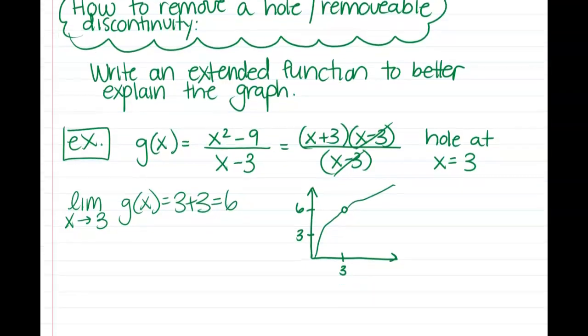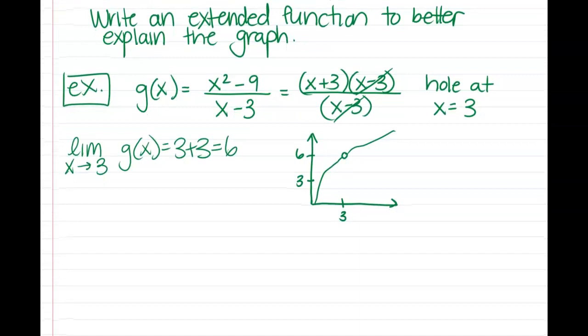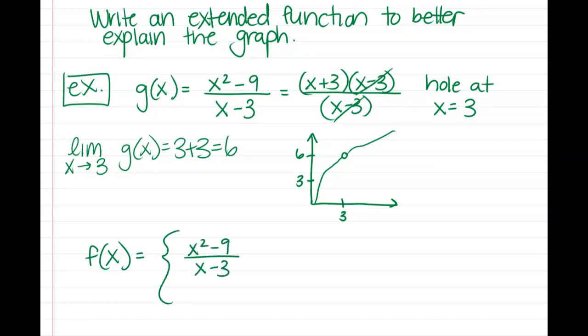So as far as our extended function, we essentially make it piecewise. So f of x equals, that initial function, x squared minus 9 over x minus 3, is totally fine as long as x is not 3. When x is 3, you need to use the function x plus 3. Okay? So we remove the hole by just using our simplified version from when we were finding the limit.